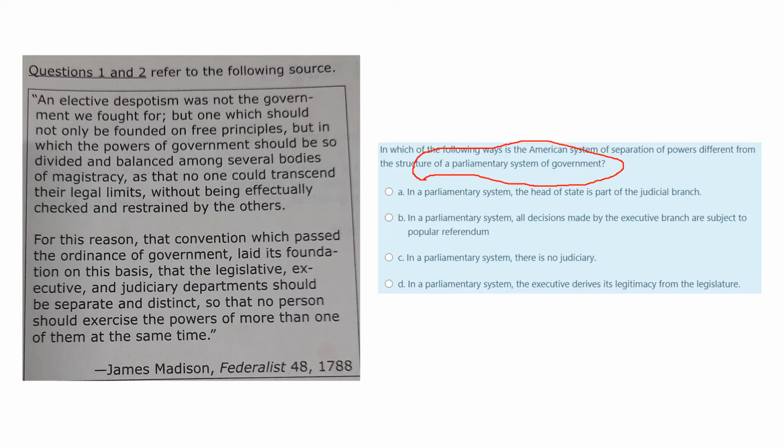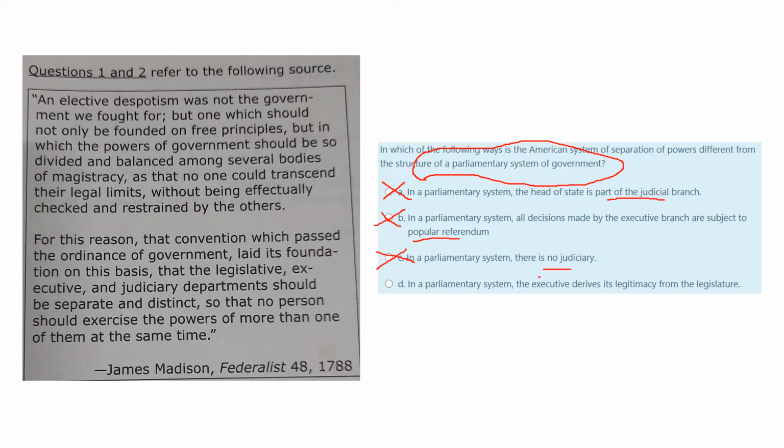Now, the judge is the head of state? No, judges are never the head of state. In parliamentary system, all decisions made by the executive are subject to popular referendum. That means people vote on every decision that is made by the leader, by the prime minister. No, it's a representative democracy. People choose representatives to make decisions on their behalf. In the parliamentary system, there is no judiciary. No, there are always judges, there are always courts.